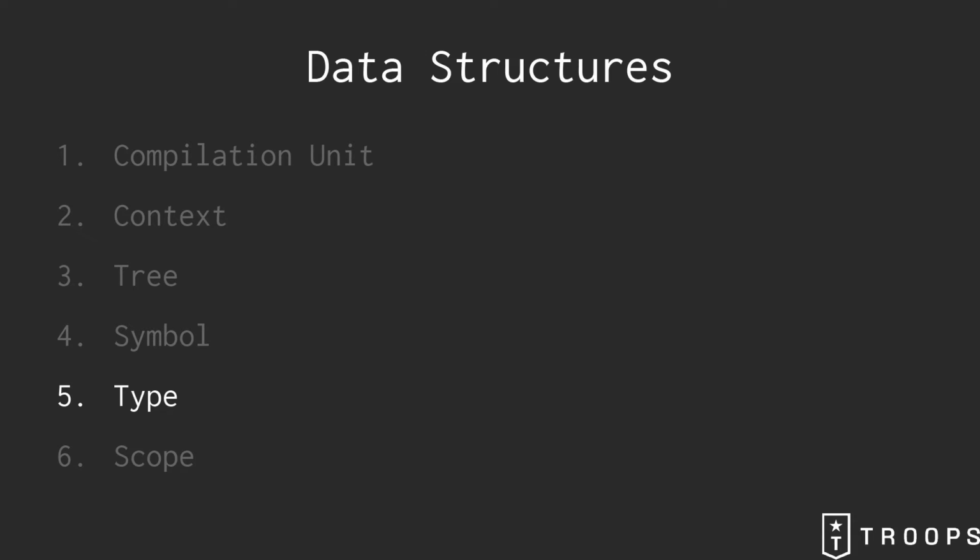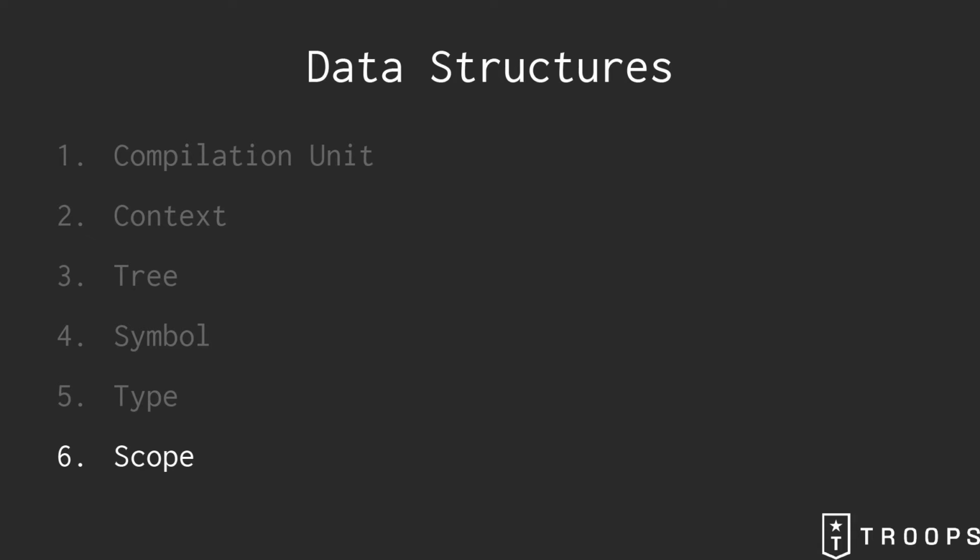The next data structure is a type. This holds all the type information that you care about. We're going to be mostly looking at the class info type, and that's going to tell us what are the base classes, what are the members. The way that a type holds onto its members is a scope. A scope is a collection of symbols. Inside the compiler, it's just implemented as a hash table.